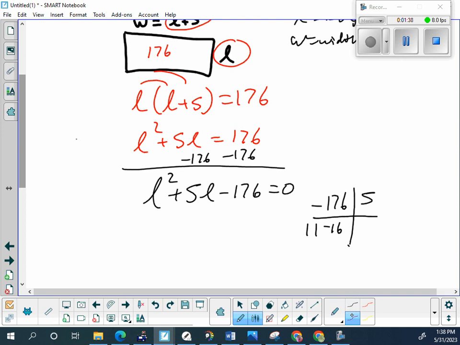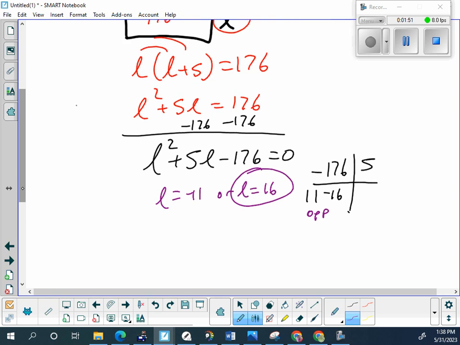Okay, that's great. So now I'm going to take the opposite of the chart. So L is equal to negative 11 or L equals 16. I'm going to go with the positive answer. If L is 16, then L plus 5 would be 21. No, sorry, that's not right. I made a mistake somewhere.